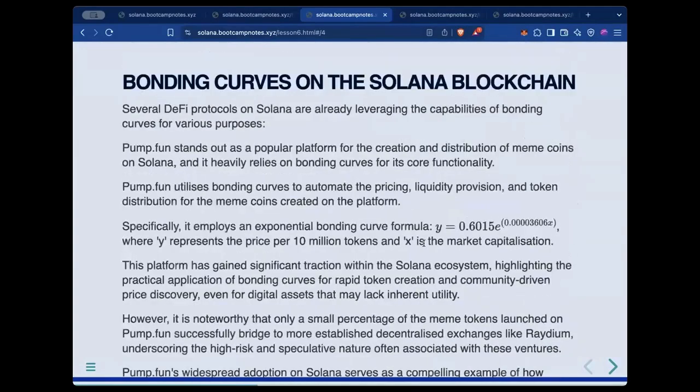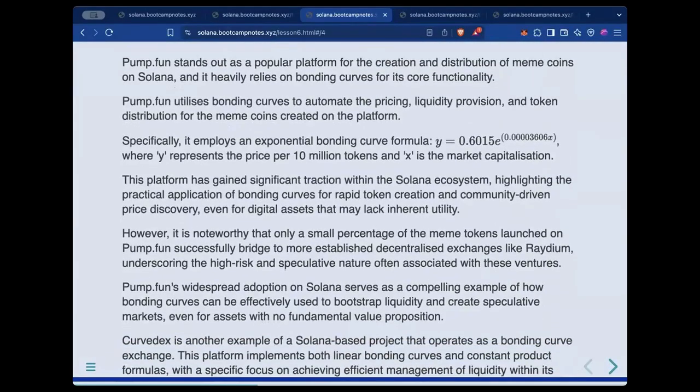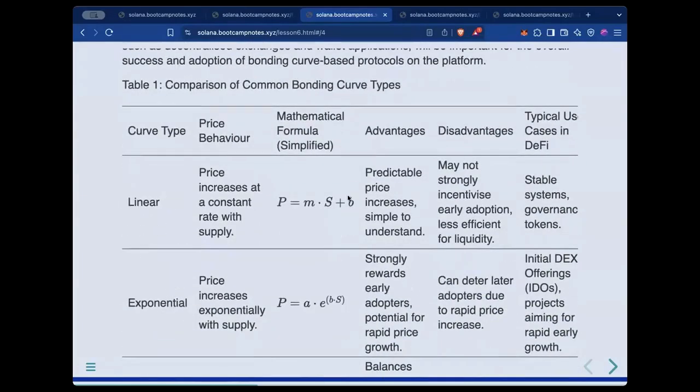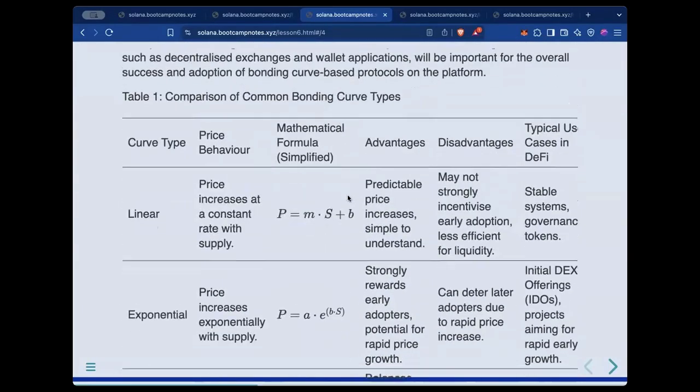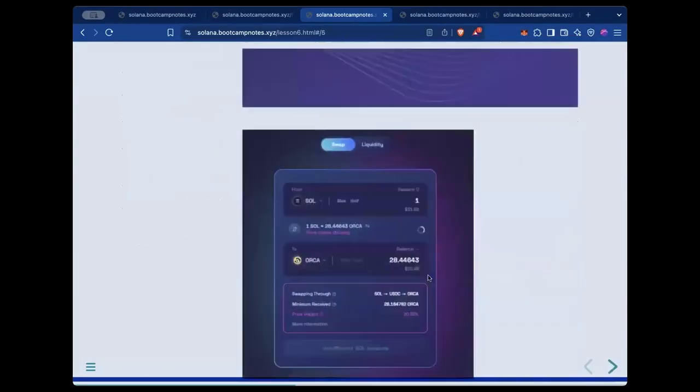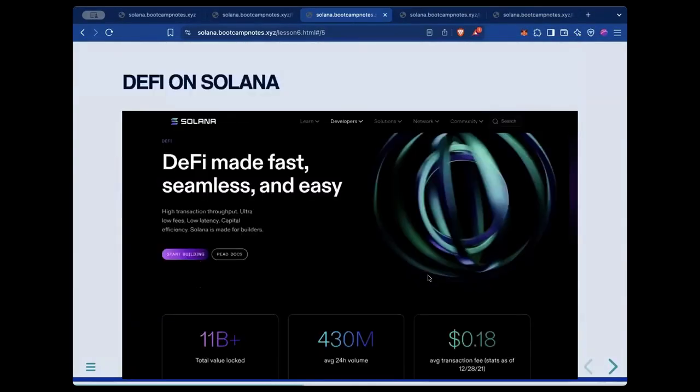Which brings me on to further details. I've got some more here, showing the different types of formula. I don't think I want to go through this; it's quite complex. So I think I'll talk more generally about DeFi and Solana. But if you do have questions, please do ask, and I can come back to that at another time.